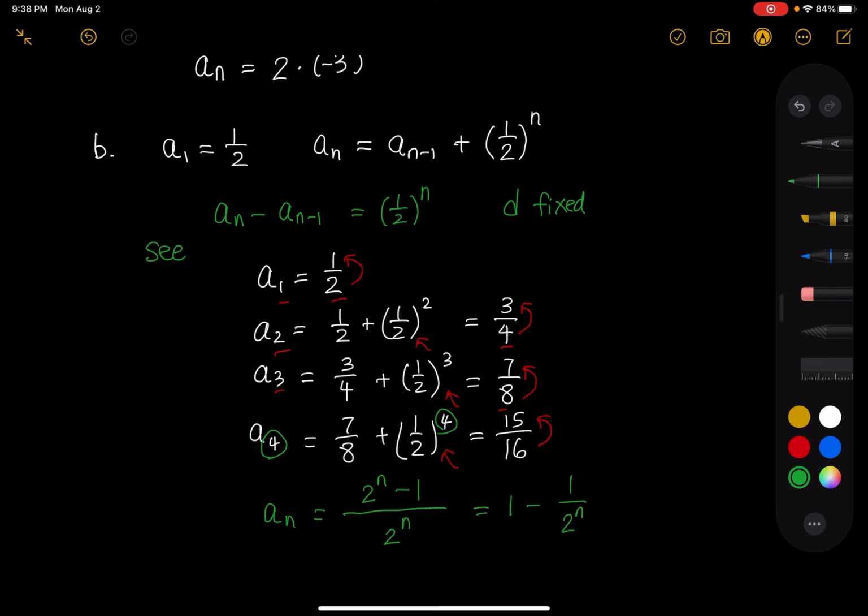So this is how you generally find the formula for a_n: sometimes by knowing the geometric or arithmetic sequence formula, and sometimes you need to eyeball and see the pattern.